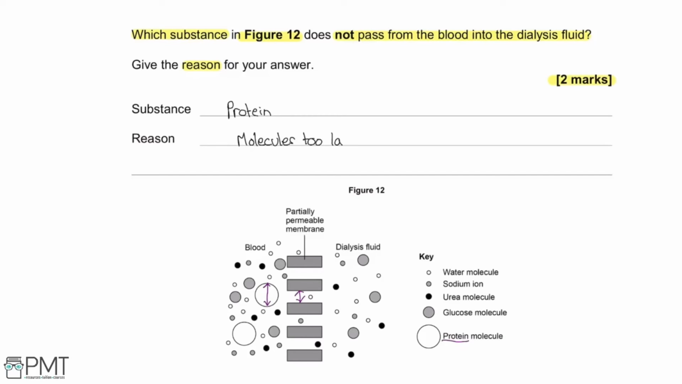These large white circles represent protein molecules, which are large in themselves, and these are what can't pass through into the dialysis fluid. So the answer is protein, and the reason is that the molecules are too large, or that the pores in the partially permeable membrane are too small.